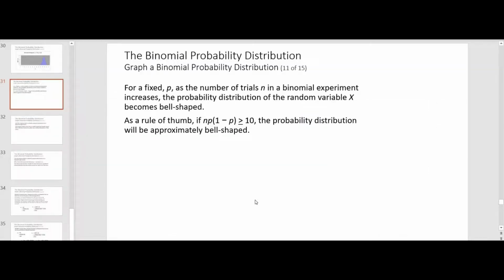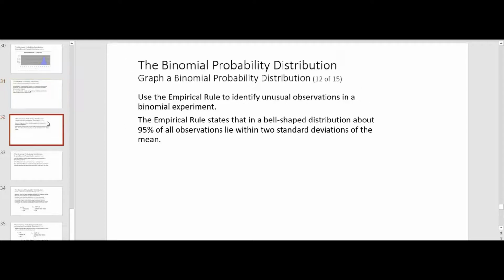For a fixed p, which is the probability of success, as the number of trials n in a binomial experiment increases, the probability distribution of the random variable x becomes bell-shaped. As a rule of thumb, if n times p times (1 minus p) is greater than or equal to 10, the probability distribution will be approximately bell-shaped, meaning that we can treat it as a normal distribution.